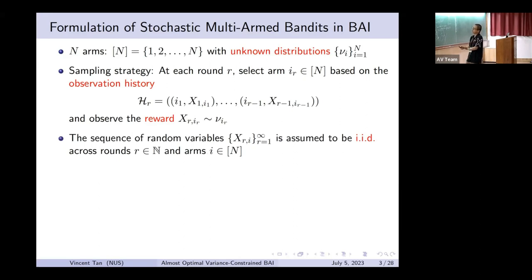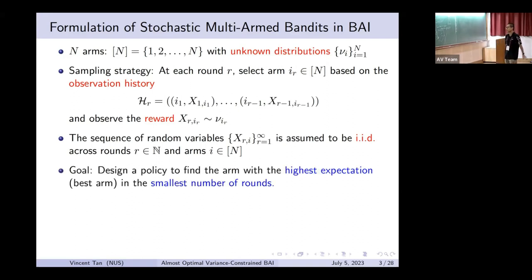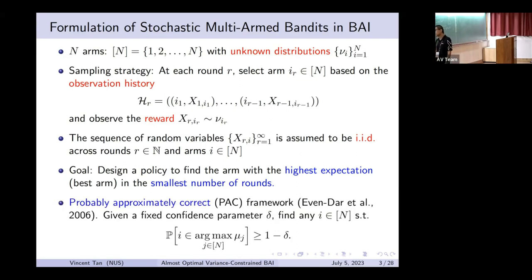The sequence of random variables is assumed to be IID across rounds and across all possible arms. The standard best arm identification problem, as you know, is basically to design a policy to find the best arm with the highest expectation in the smallest number of rounds. As I mentioned, now we are in the fixed confidence setting and this has been widely studied as well, but there is a twist to our problem. In the fixed confidence setting, we fix a certain parameter delta. And we want to try to find an index i that has the maximum expected reward. And this should happen with probability at least one minus delta. All this is very standard so that we can get used to my notation.